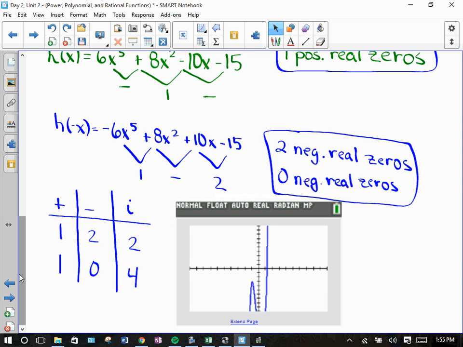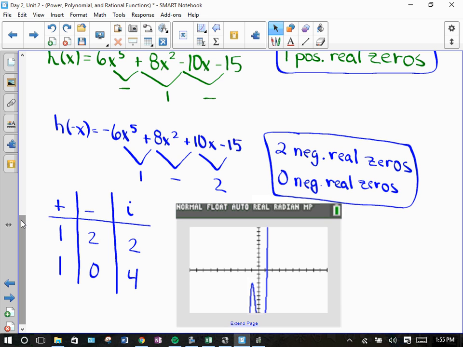Alright, so, we said that there's definitely one positive real zero. We said that there could be 2 negative real zeros or 0 negative real zeros. Looks like there are 0 negative real zeros. Alright, so what does that tell us? It tells us that there's definitely one positive, 0 negative, and the rest imaginary. Alright? Questions about that?